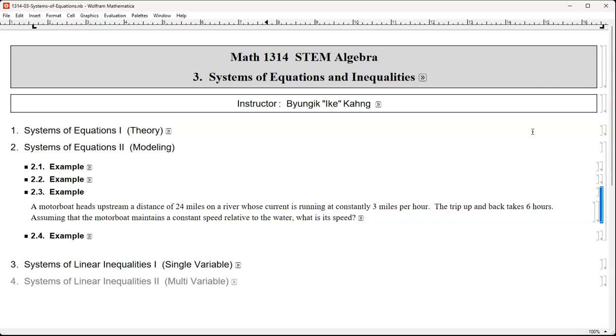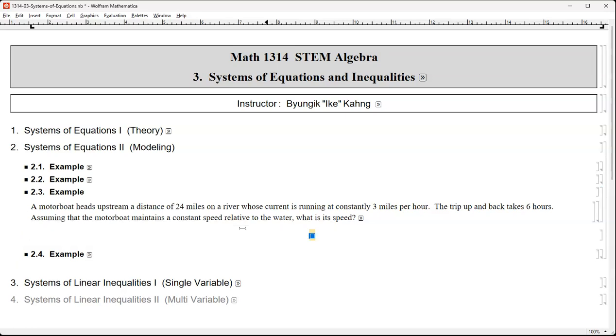A motorboat heads upstream a distance of 24 miles on a river whose current is running at constantly 3 miles per hour. The trip up and back takes 6 hours. Assuming that the motorboat maintains a constant speed relative to the water, what is its speed? Well, that's the problem. Okay, how do you set it up?